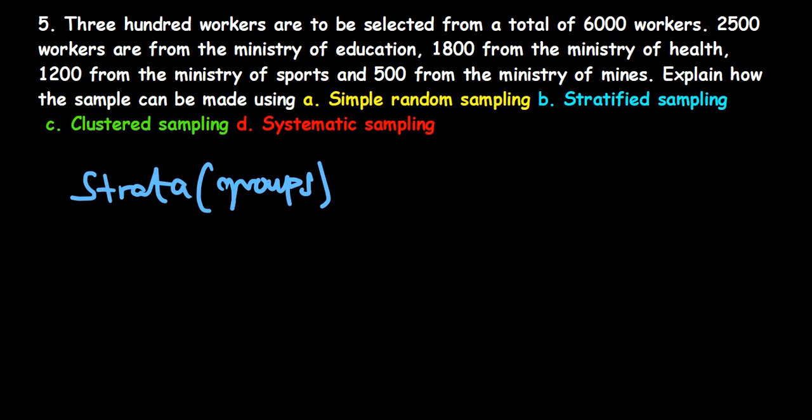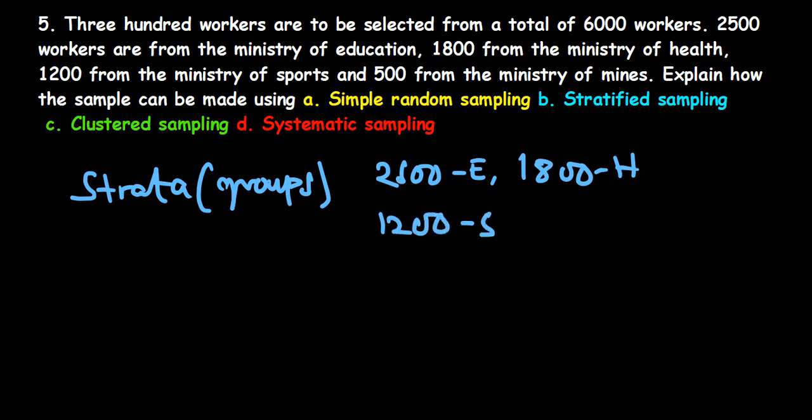We are going to say 2500, we know that this is from education. 1800, this is from health. And then we have 1200, we know that this is from sports. And then we have 500, and we know that this is from what? Mines. So we are going to group these workers in their respective ministries like I have done here.